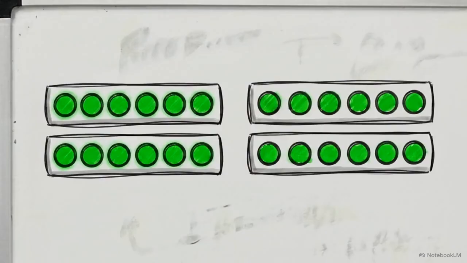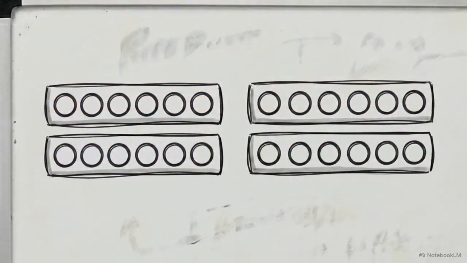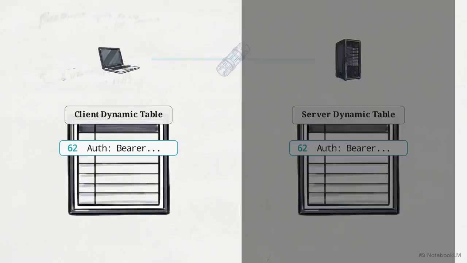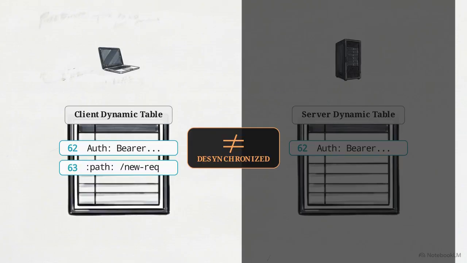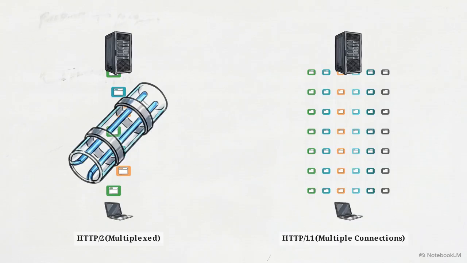But because both sides must maintain perfect, synchronized memory of those tables, the connection can break if the network hiccups even for a second. If a connection silently dies and reestablishes, the 2 HPACK tables fall out of sync. The client sends an index number the server no longer recognizes, triggering a compression error and causing your application to see intermittent failures. But the biggest vulnerability of sharing one pipe shows up when the network itself becomes unstable.